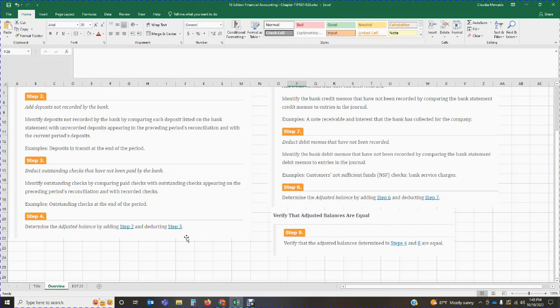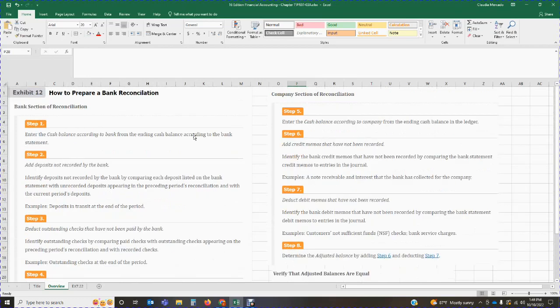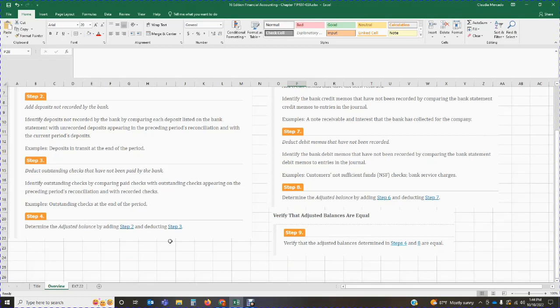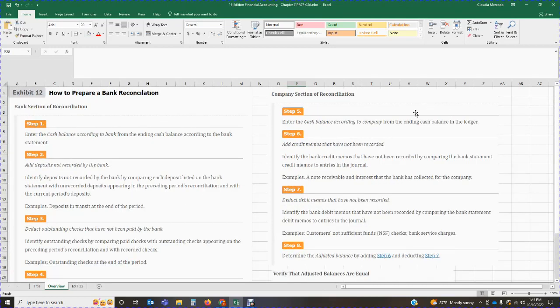Once you get your balance, you add your deposits in transit, you deduct your outstanding checks, and you determine the adjusted balance for your bank section. Then you move on to the company section of the reconciliation. You start off with the cash balance according to the company's records. You add any credit memos that have not been recorded. So you're going to identify bank credit memos that have not been recorded by comparing the bank statement to the books. Examples include notes receivable and interest that the bank has collected on our behalf.